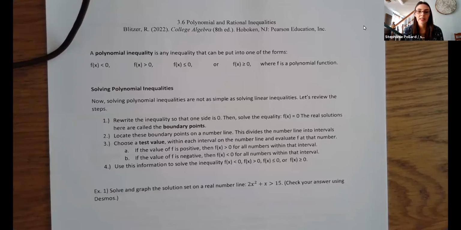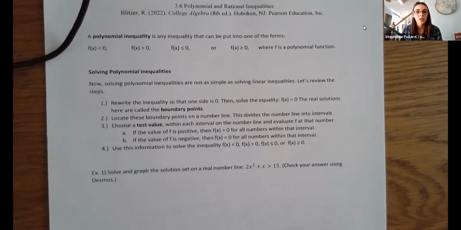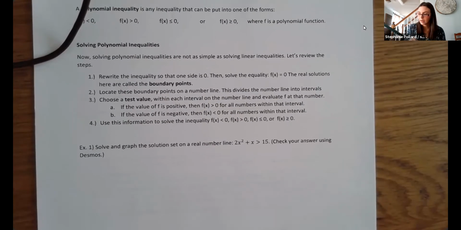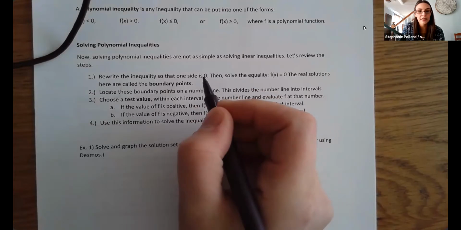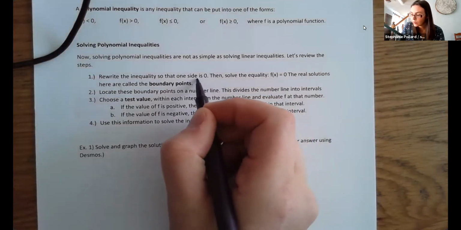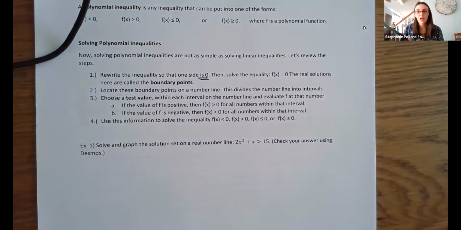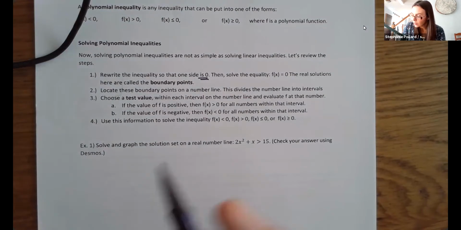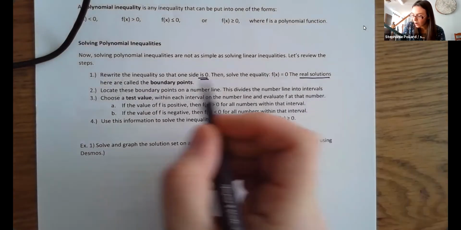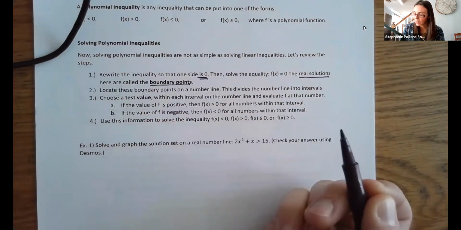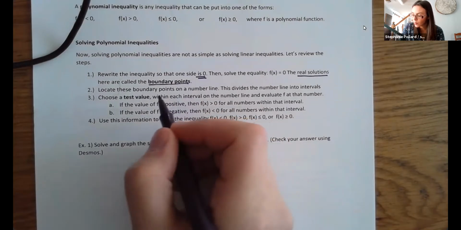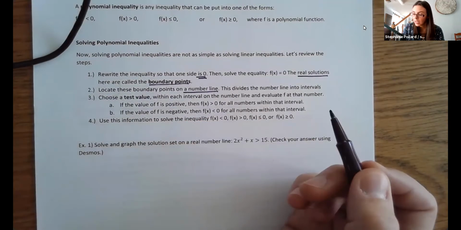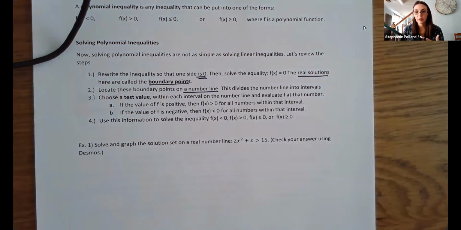So what I have for you is a set of steps that you're going to follow in order to correctly solve inequalities. The first thing that we do here is we want to make sure that one side is equal to 0, and we solve that inequality first. The real solutions here are going to be our boundary points. And we're going to put these boundary points just on a regular number line. And that's going to divide the number line into intervals.